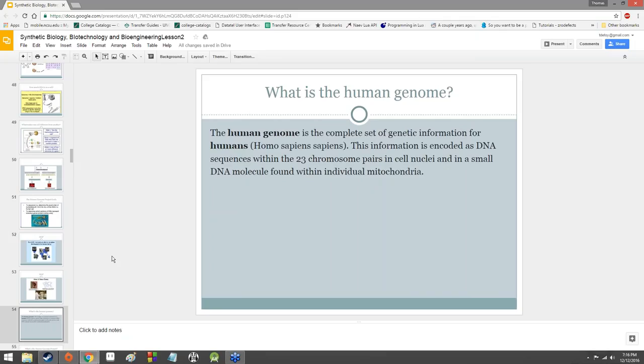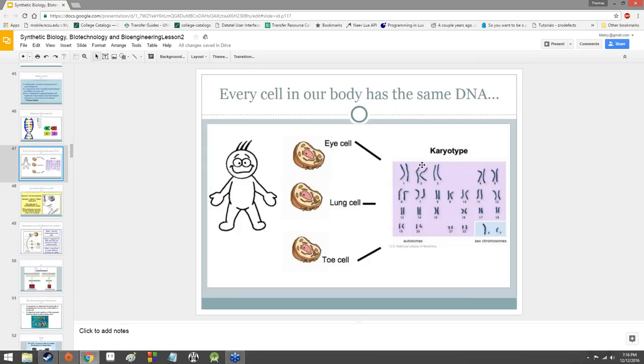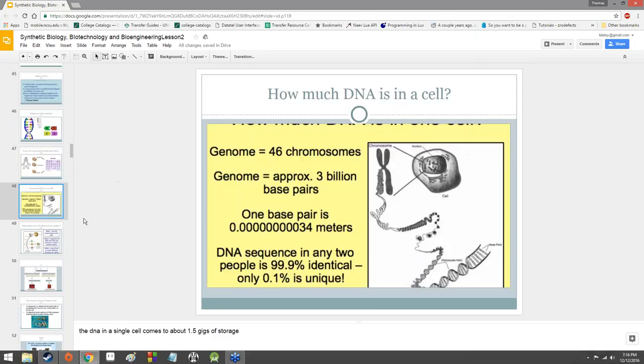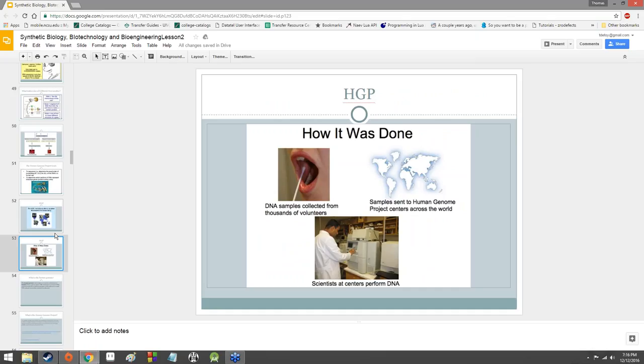Now, the human genome is the complete set of genetic information for humans, Homo sapiens sapiens. The information is encoded as DNA sequences within the 23 chromosome pairs in cell nuclei and in a small DNA molecule found within individual mitochondria. Again, everybody's got 23 pairs of chromosomes, barring any sort of genetic mutation. I guess normally developed humans would have 23 chromosome pairs.